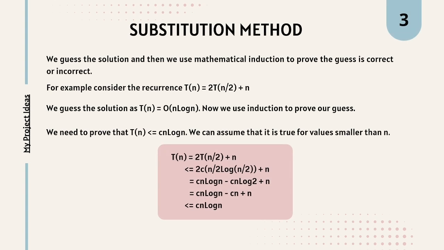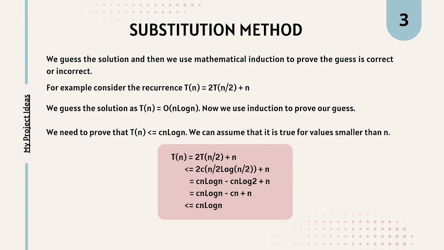Next, there is another method. There are three types of methods. One I already told you, that is the recursion tree. We will be studying it in the next slide also. So there are three types of methods: the substitution method, the recursion tree method, and the master method. So let's have a look.